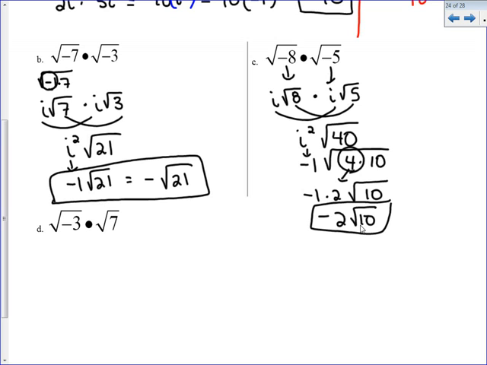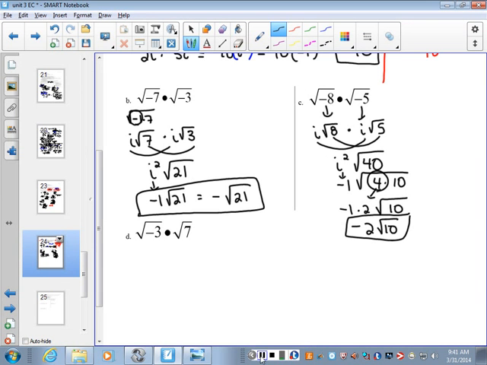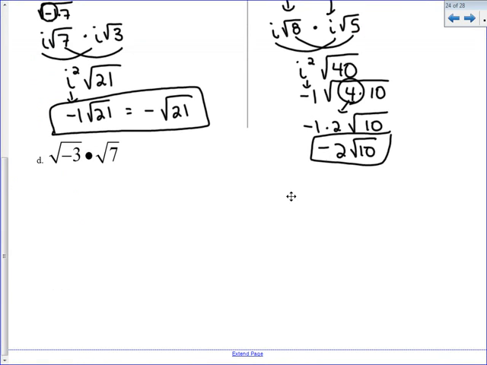Go ahead and try D. Try multiplying in D. So this one was a little bit different, but I didn't catch too many of you. So what do I have to take an i out of in this problem? Yeah, just the square root of 3 right here. The 7 doesn't have a negative underneath, so I'm not going to get an i. I'm just going to get i times the square root of 3 times the square root of 7.